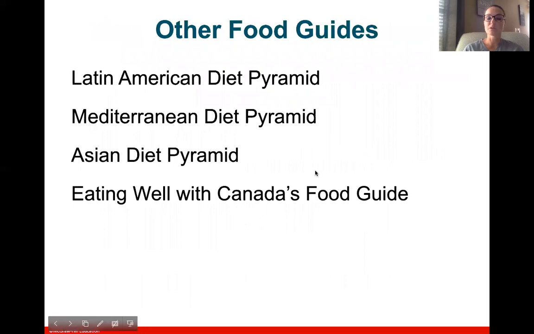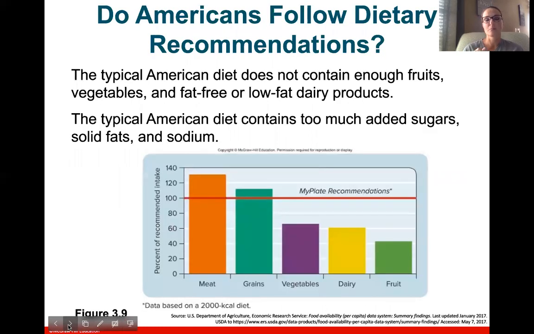There are other food guides. Some of you have probably heard about the Mediterranean diet, which is rich in fish and olive oil and canola oil and monounsaturated fats and whole grains. And then we have some others that we use as well, but most of us are probably most familiar with the MyPlate here in the US.